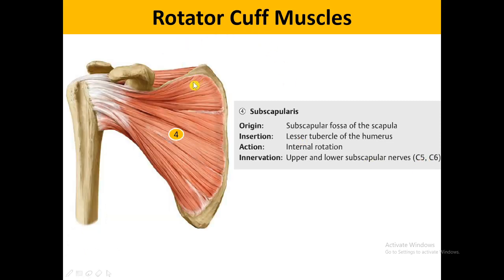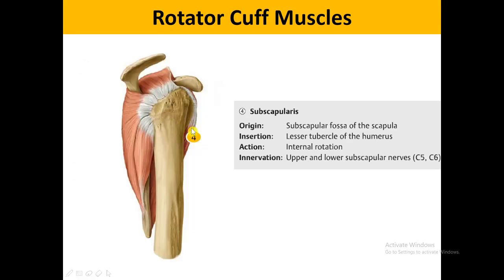So we can see here the subscapularis, which is originating from the subscapular fossa and inserting on the lesser tubercle of the humerus. Let's see from the lateral view, and in the lateral view we can also see that it is inserting on the lesser tubercle.